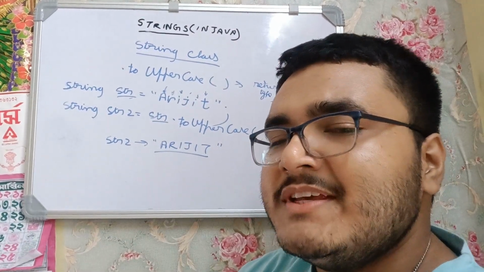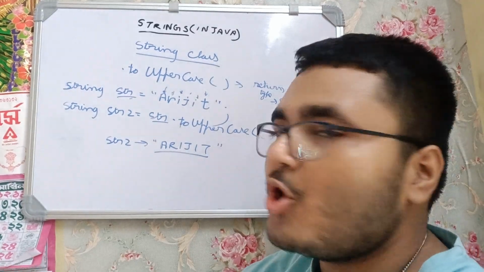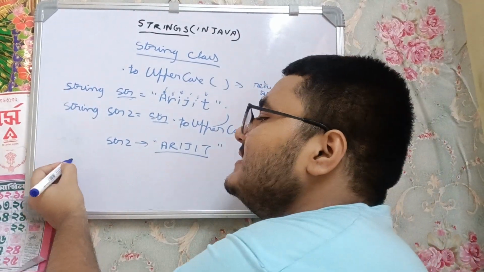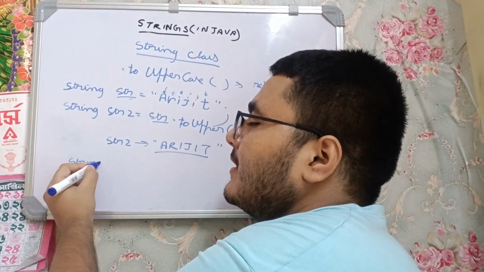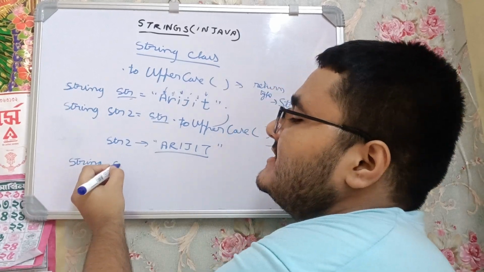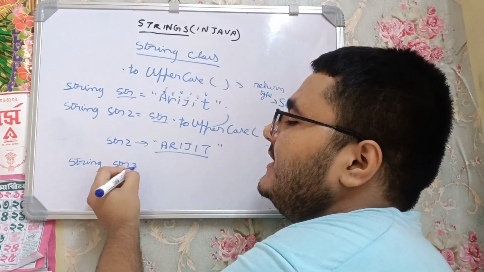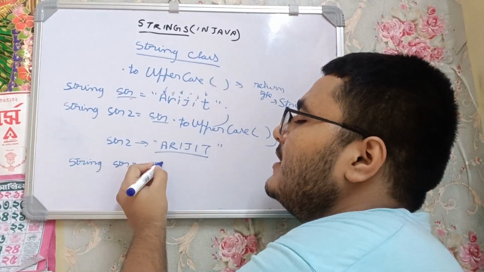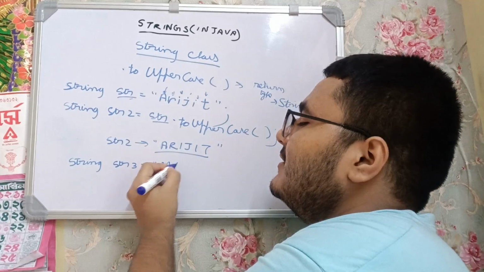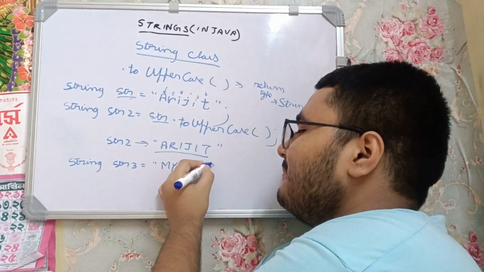So the opposite thing will be done by toLowerCase, dot toLowerCase. So if I am writing String str3 is equal to my students.